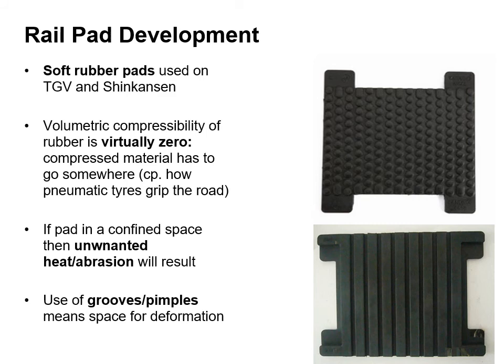Soft rubber pads are used on the TGV and Shinkansen. The volumetric compressibility of the rubber is virtually zero. If a pad is in a confined space, then unwanted heat and abrasion will result. The use of grooves and pimples provides space for deformation.